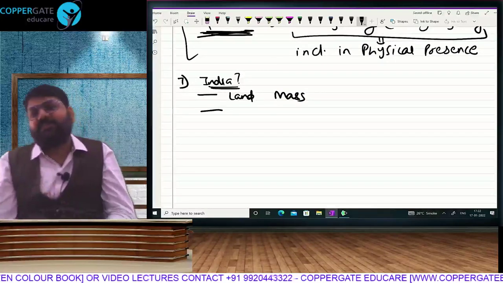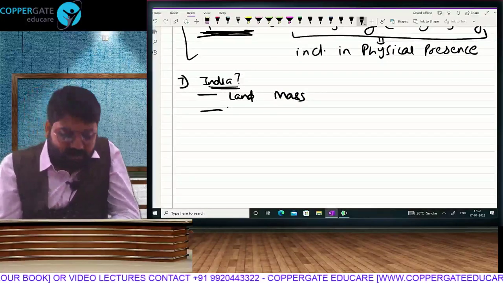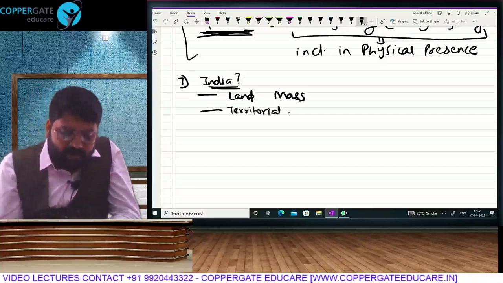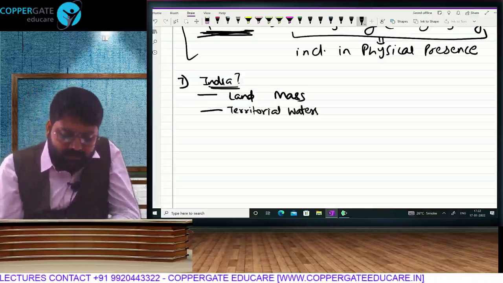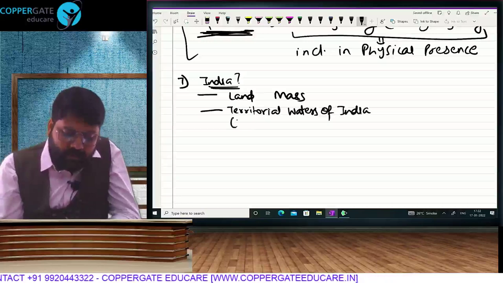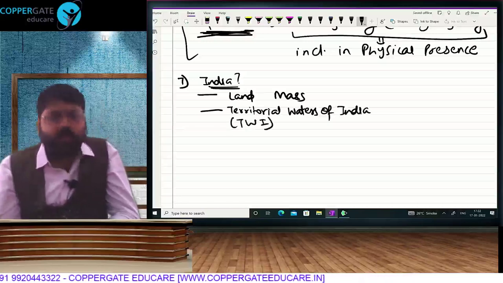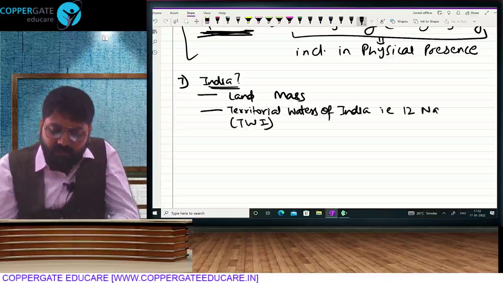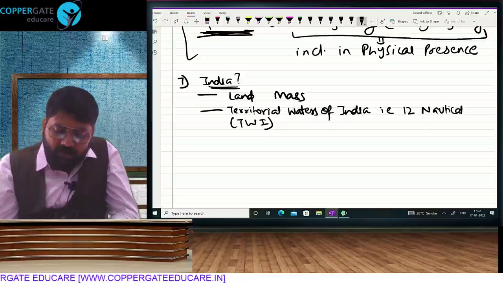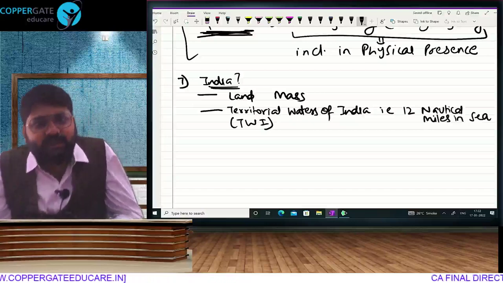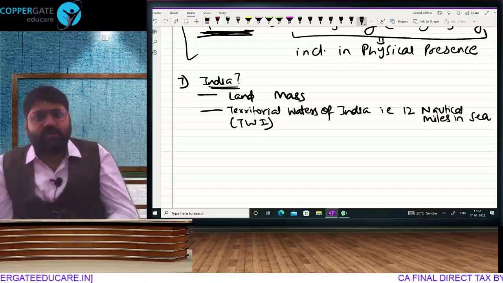Wait, ladies and gentlemen, this is not over. The territorial waters of India, TWI we call it in short, territorial waters of India, that is 12 nautical miles in sea, is also India, ladies and gentlemen, is also India.